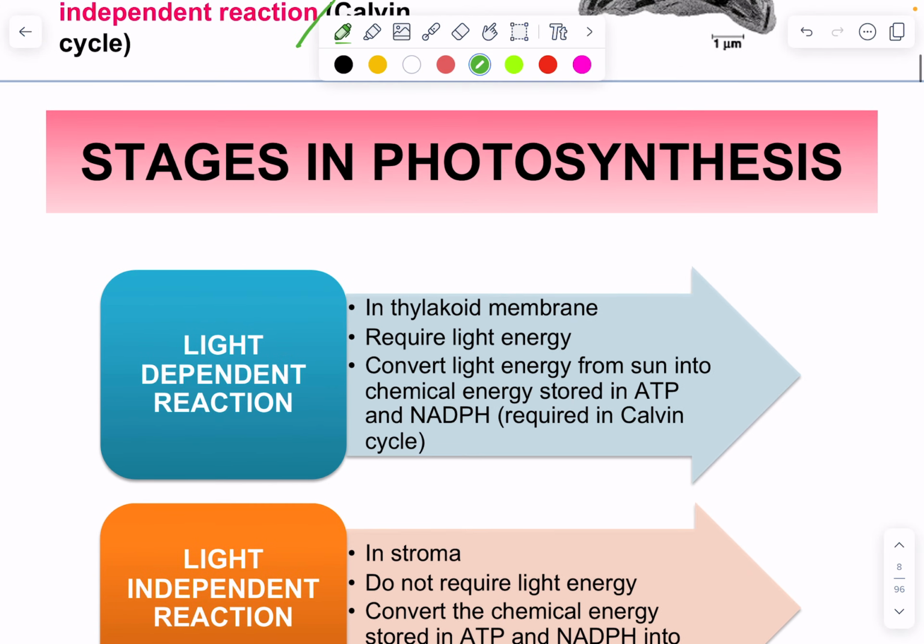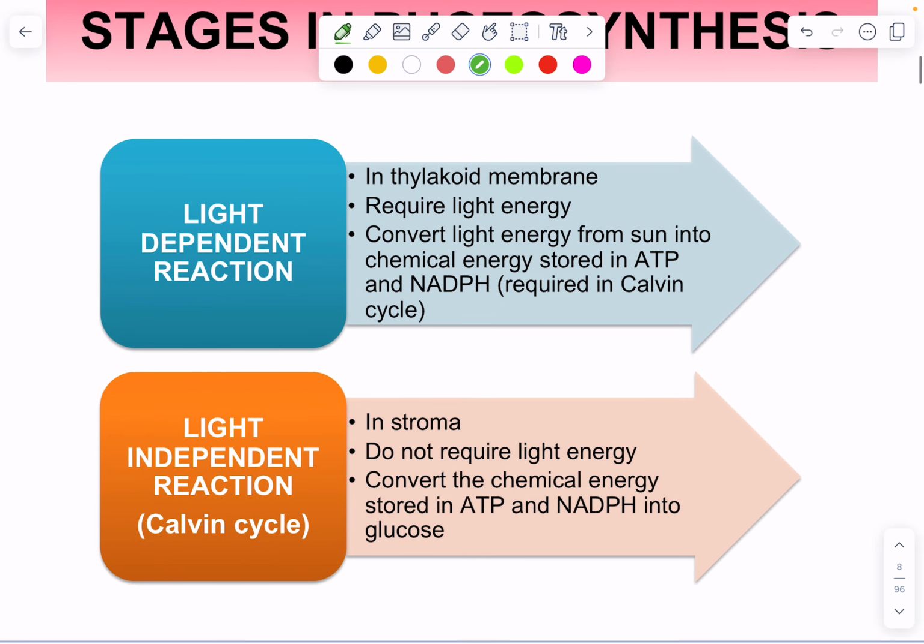So these two are the difference between light-dependent reaction and light-independent reaction. As you guys may know, light dependent means it depends on the light, so that's why it requires light energy. Light independent does not require light energy. And the biggest difference is where does it occur? For light-dependent reaction, it occurs in the thylakoid membrane.